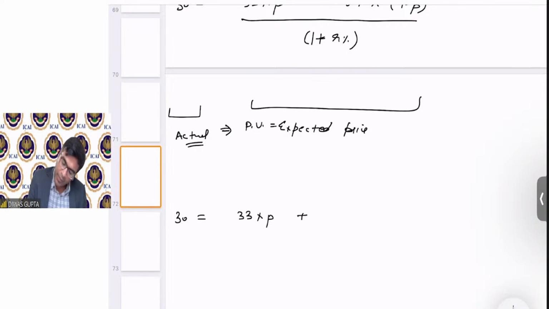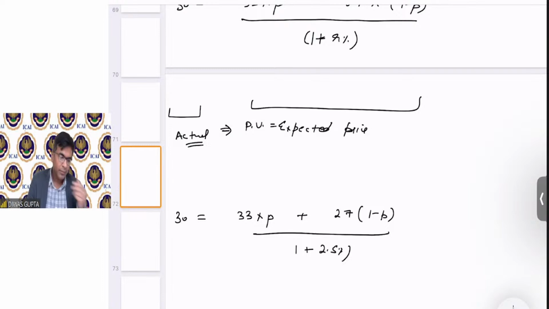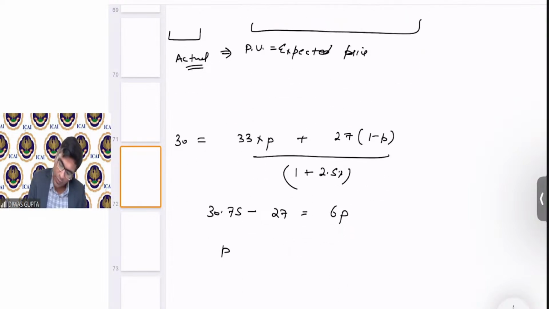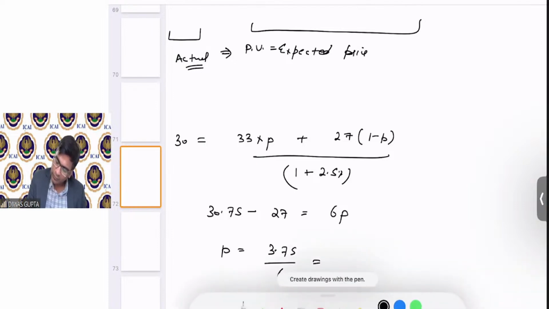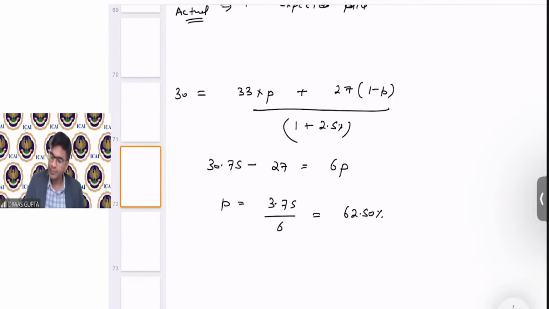If we replace these values here, 33 into P plus 27 into (1 minus P), divided by 1 plus 2.5 percentage. So if we solve for this, it becomes 30.75 minus 27 is equal to 6P. So the P value becomes 3.75 divided by 6, which is equal to 62.5 percentage.